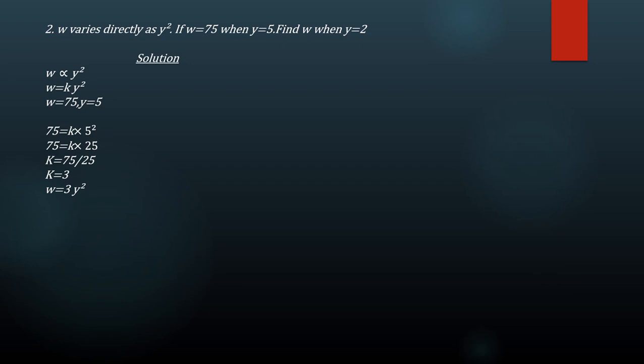But then we are not done yet. We have to find w when y equals 2. So we have it here, w equals 3 times 2 squared, because we've already been given our new y, which is 2. So just put it in. We know our k already. So we just put it in as w equals 3 times y squared, which is 2 squared. And then we have w equals 3 times 4, and 3 times 4 is 12, so w equals 12. So it's as simple as that. We're done with the second question. Let's try out another question.